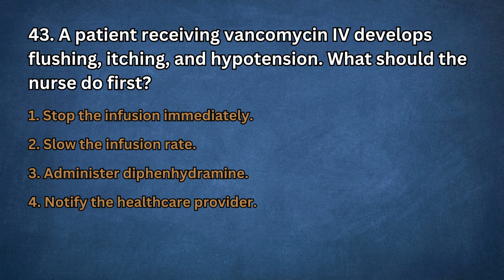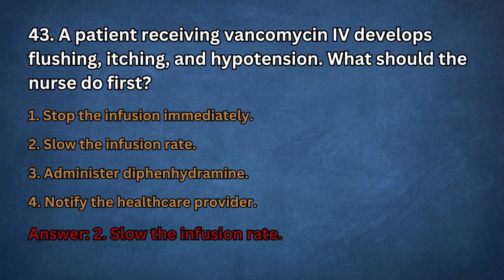43. A patient receiving vancomycin IV develops flushing, itching, and hypotension. What should the nurse do first? 1. Stop the infusion immediately. 2. Slow the infusion rate. 3. Administer diphenhydramine. 4. Notify the healthcare provider. Answer 2. Slow the infusion rate.